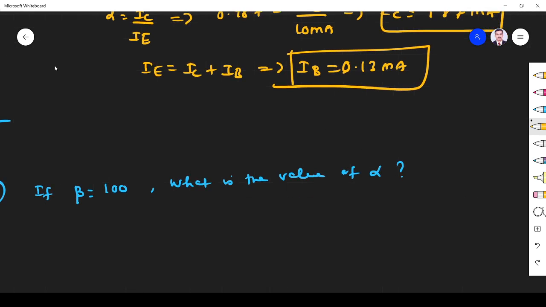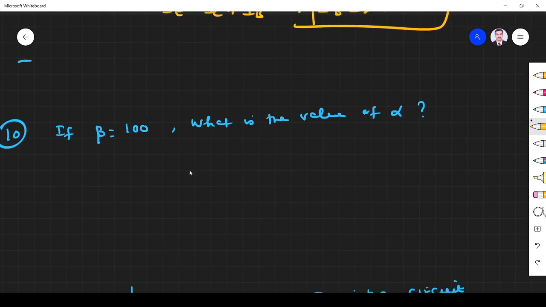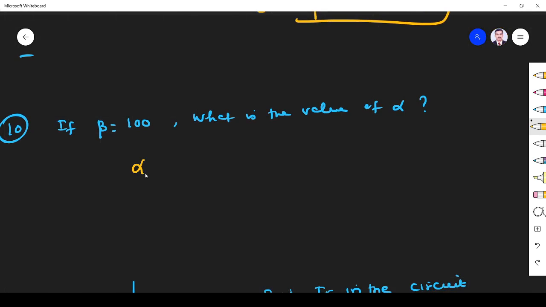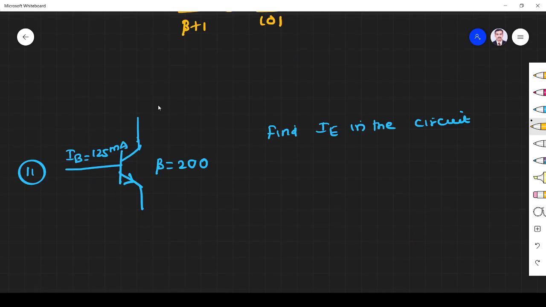Right. Next one, if beta is equal to 100, what is the value of alpha? We know the relationship between alpha and beta is alpha is equal to beta by beta plus 1. It is 100 by 101. Right? Okay. Next problem. So beta is 200, IB is 125 milliampere, find IE.